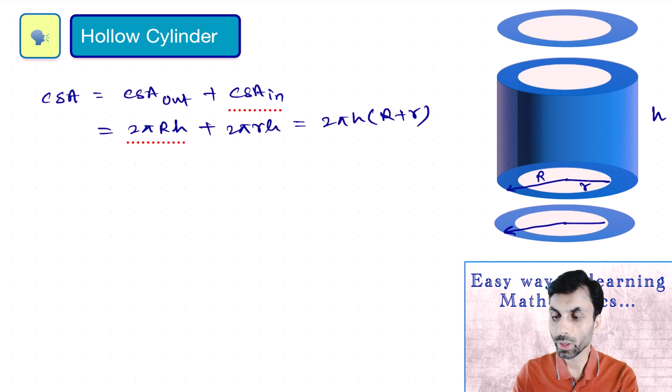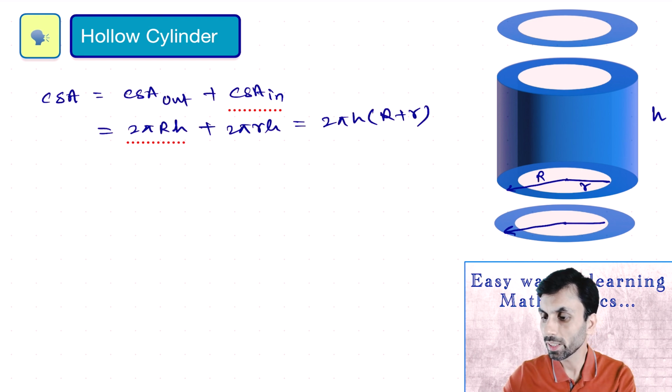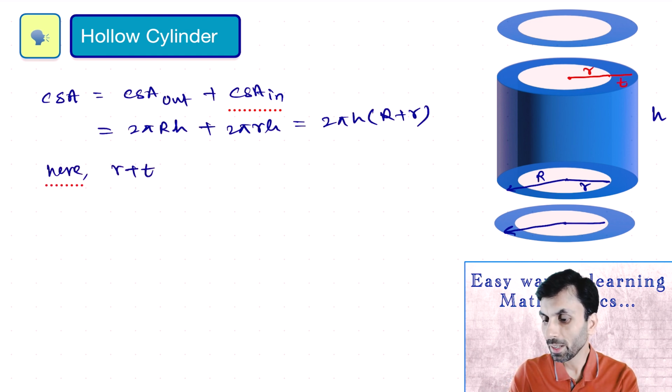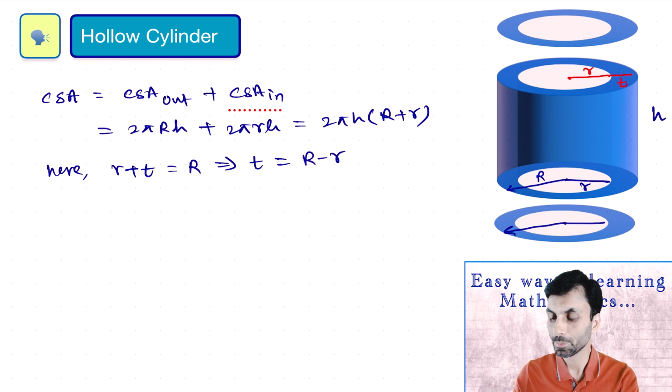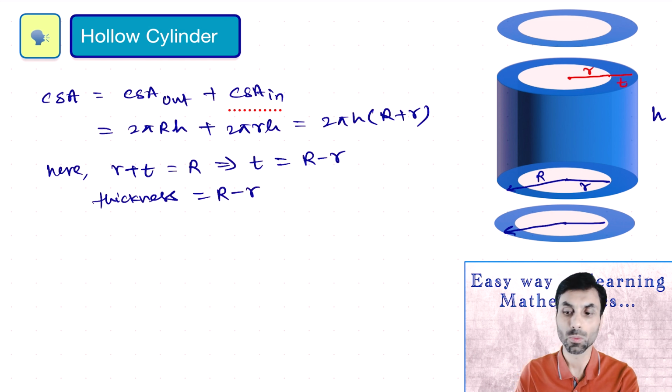One more thing here, we need to know about the thickness of the cylinder. If we have the inner radius r and let us suppose the thickness is T, what we observe is that r plus T will be equal to the external radius, and so the thickness, which we represent by T, will be equal to capital R minus small r. So here we can write thickness is capital R minus small r.